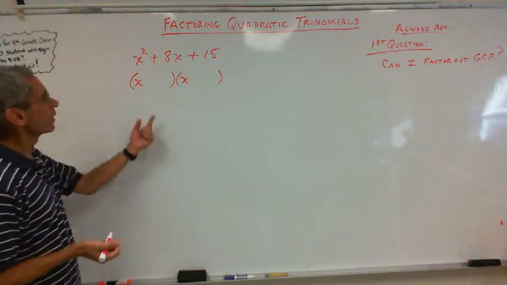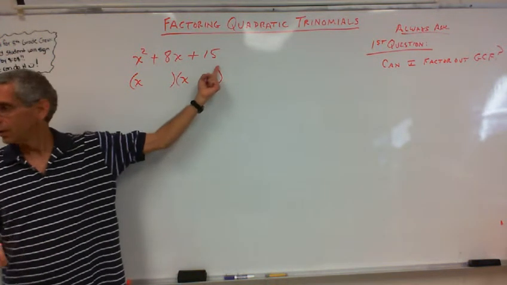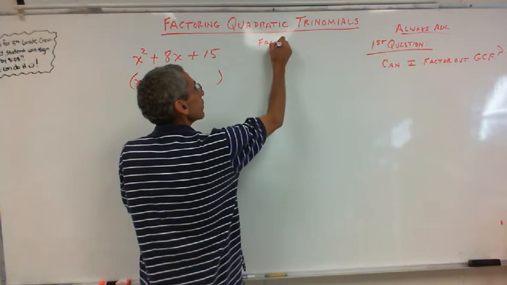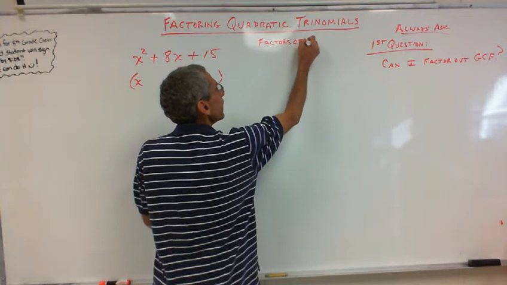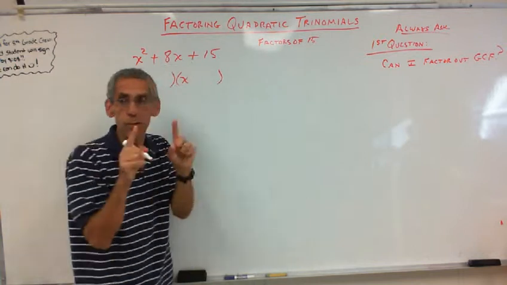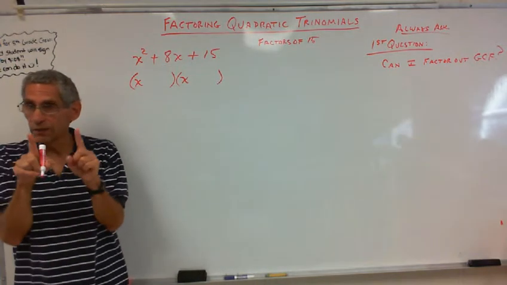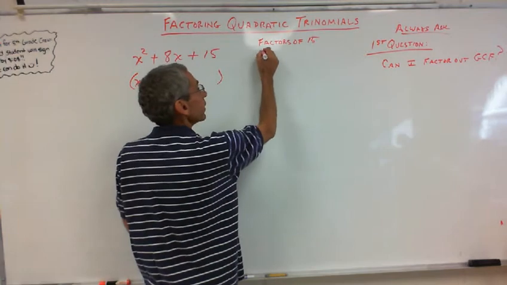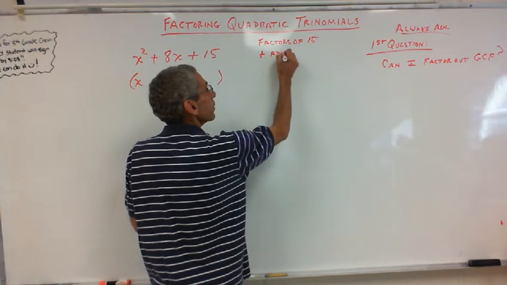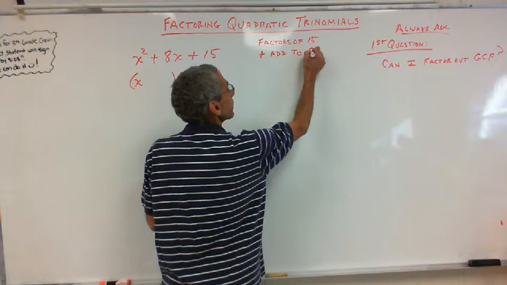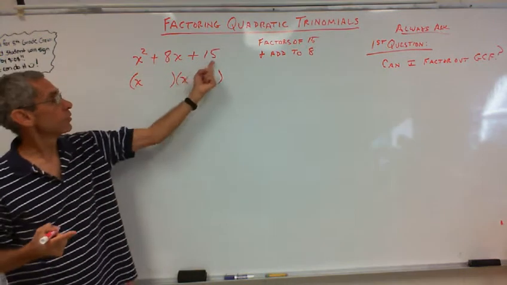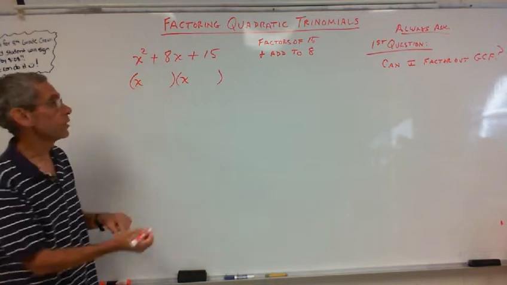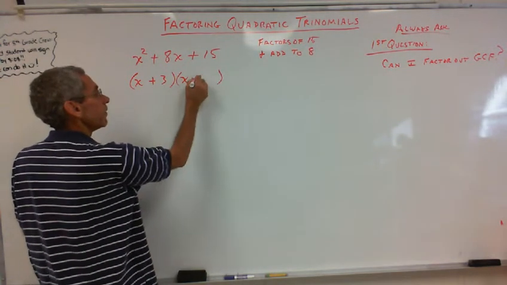Now the next part is I look at the last number. I'm looking for factors of 15. That means two numbers that multiply to get 15. That's what a factor is, right? Two numbers that multiply together to get 15, and add to 8, the middle term. So 5 times 3 is 15. 5 plus 3 is 8. There we go.